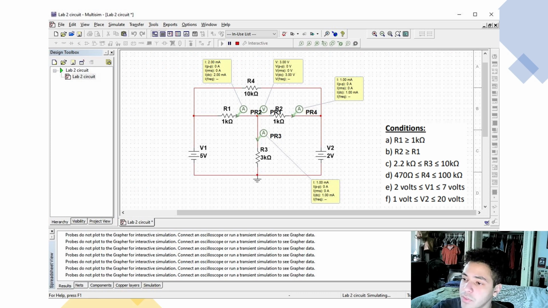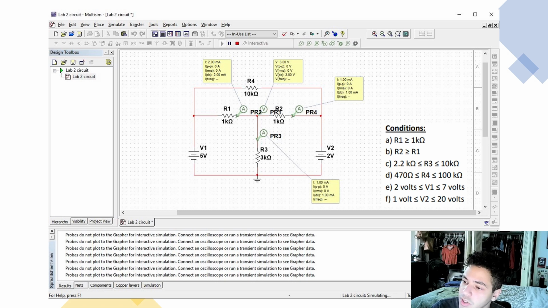So here, in the first condition, R1 had to be bigger or equal to 1 kilo ohm, which is true, I made it 1 kilo ohm. R2 had to be greater or equal to R1, I made them equal. R3 had to be bigger than 2.2 kilo ohms and smaller than 10 kilo ohms, and I made it 3 kilo ohms, so it's also true. R4 had to be bigger or equal to 470 ohms and smaller than 100 kilo ohms, which is also true as I made it 10 kilo ohms.